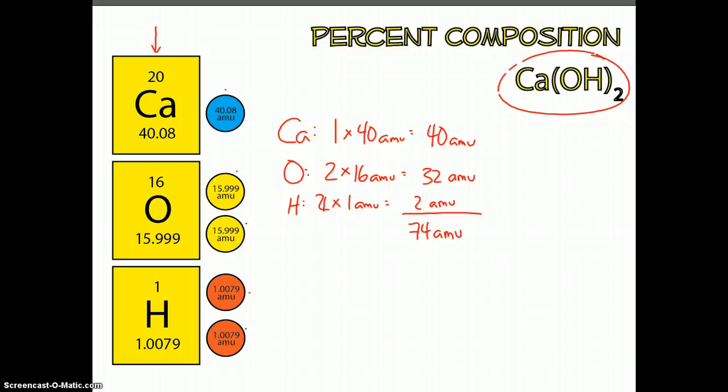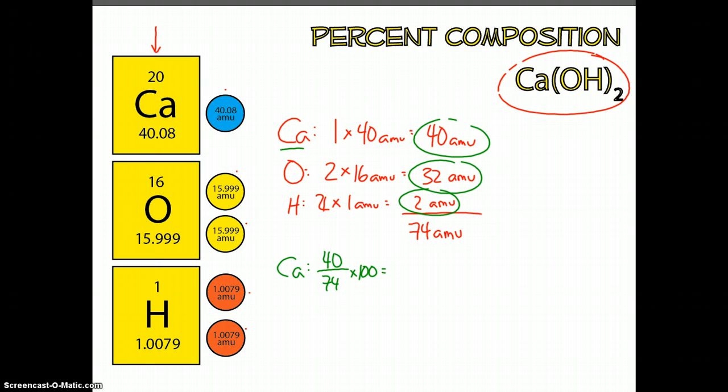Now, to figure out the percent composition, we need to see how much of each element is found in the compound. So we noticed, for example, for calcium, 40 out of those 74 AMUs are calcium, 32 out of those 74 AMUs are oxygen, and 2 out of those 74 are hydrogen. So to calculate this is very simple. We just say for calcium, its percentage would be 40 out of the 74 AMUs, times it by 100 because that's how percentages work, and we would realize that 54% is going to be calcium.